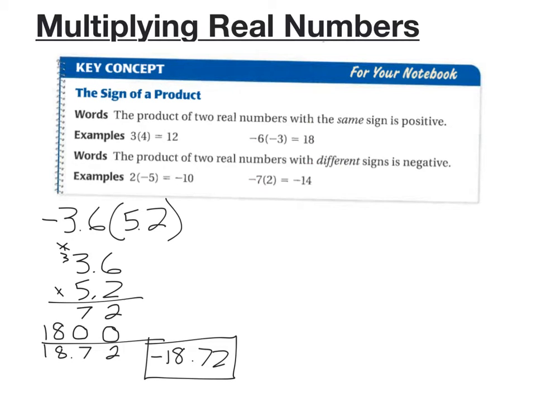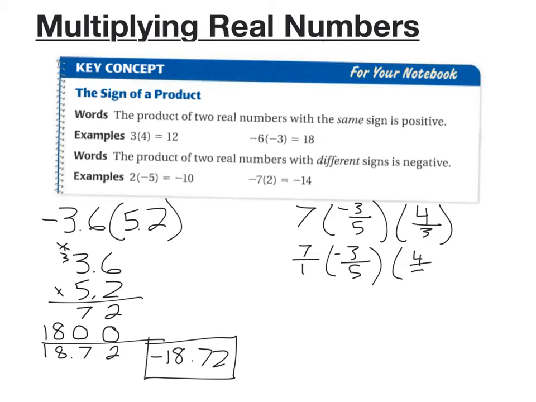Let's try another one. Let's try 7 times negative 3/5 times 4/3. So remember our order of operations tells us to go from left to right. Right? We're going to start here. We're going to work our way this way with our multiplication. So first thing I'm going to do is multiply 7 times negative 3/5. Now remember when we were working with fractions, realize I can write 7 as 7/1 times negative 3/5 times 4/3.